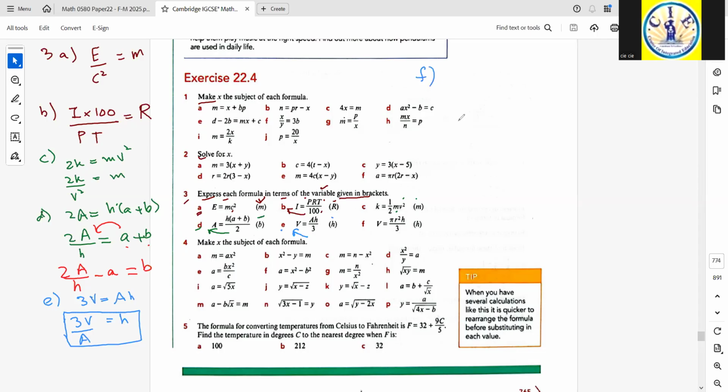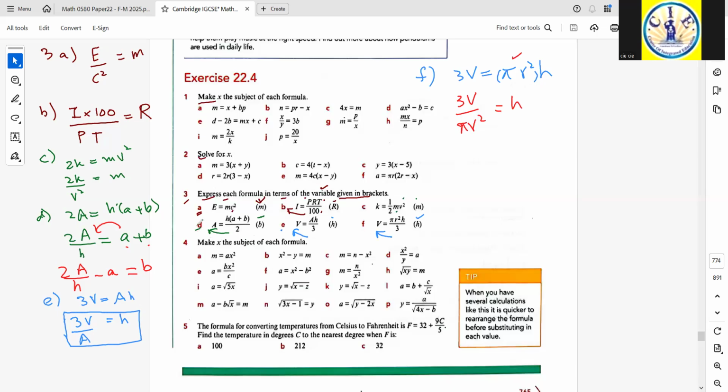Then for part F, I need to make H the subject. So in the same way, first of all, I'm going to shift this 3 to the other side to have pi r square H written on the other side. Now pi and r square both are being multiplied with H. So I need to shift them to the other side, and the value of H is 3V divided by pi r squared. Okay, that completes question number 3.